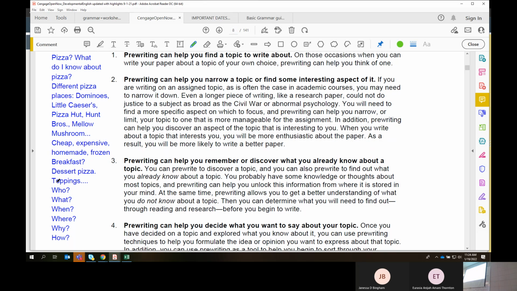Breakfast. I grab a slice out of the refrigerator on my way to class and eat it while I'm walking to class. Have it for supper. Have it for a snack. You have it for a party, right?